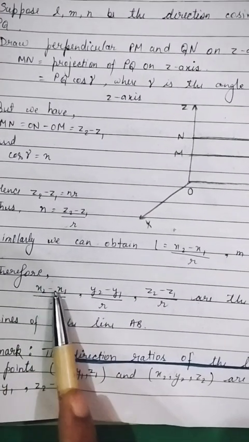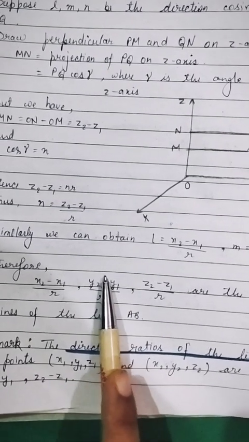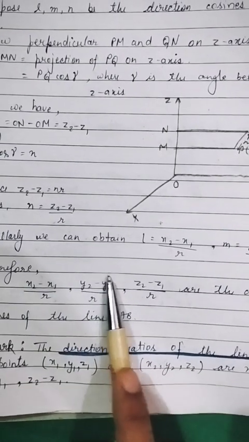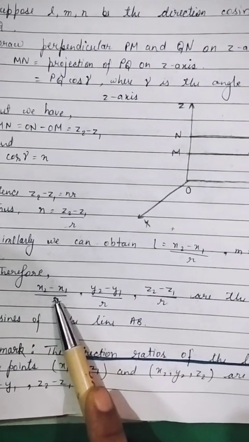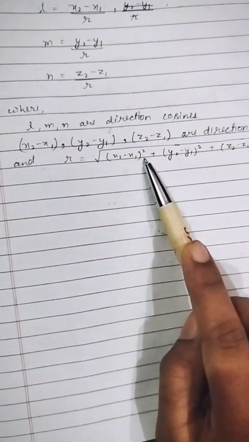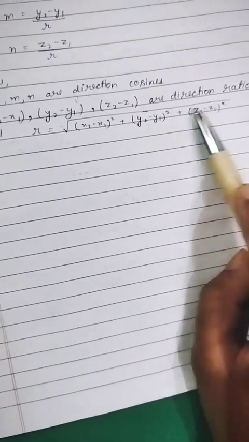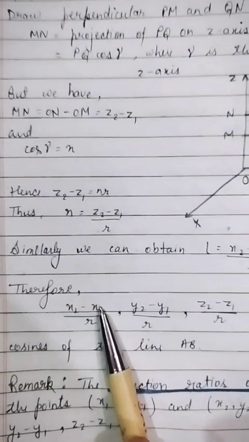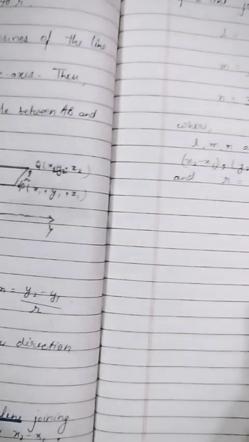So here we can say x2 minus x1 is equal to A, y2 minus y1 is equal to B, and z2 minus z1 is equal to C, where A, B, C are direction ratios. So direction ratios divided by the under root, we have taken the under root of x2 minus x1 whole square plus y2 minus y1 whole square plus z2 minus z1 whole square, basically a square plus b square plus c square. In the under root we will get the value of L, that is the direction cosine.